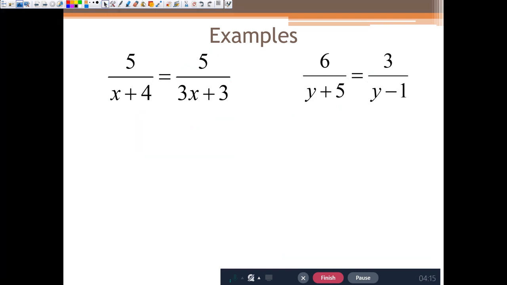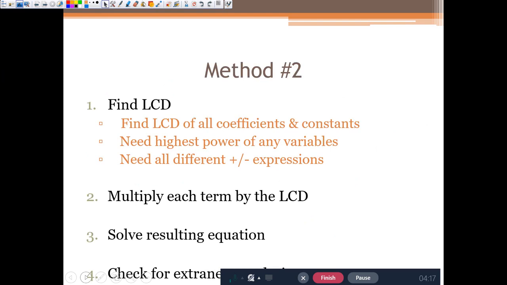Our next method, the first step is finding the LCD. Now we're not going to just have a number for our least common denominator. Our least common denominator can have any combination of the following. We can have a number, which we have to look at all of our coefficients and constants to identify. It can have a variable, and if it does have a variable, it needs to be the highest power of any variable that's in the expression. And then it could also have a plus or minus expression.